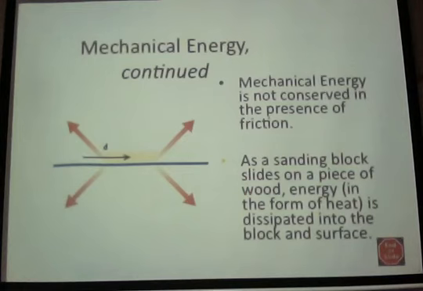In the case of, say, a very rough block, like a sanding block sliding along a piece of wood, we have a lot of energy in the form of heat that's being lost, not lost, but changed into heat and then spread out from there. And so that makes these problems much tougher to solve. We'd have to know something about how much energy was lost in the form of heat.